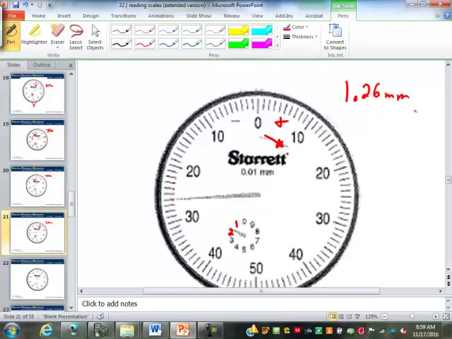What's that? Oh, we're going the wrong way. Never mind. How about I read it the right direction? You are correct. So this is 50, 60, 70, 1, 2, 3, 4. Nice catch.